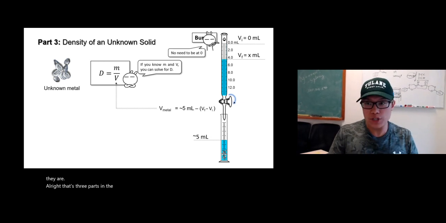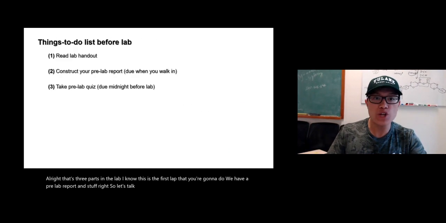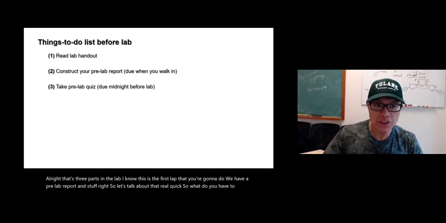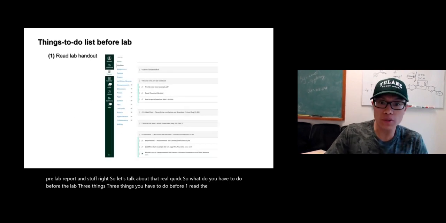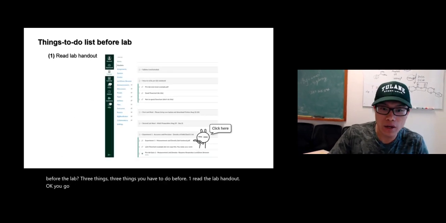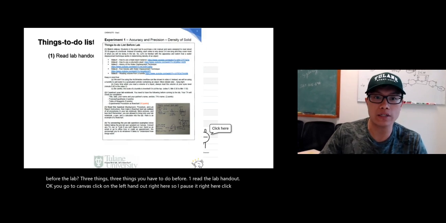I know this is the first lab that you're going to do, that we have a pre-lab report and stuff. So let's talk about that real quick. What do you have to do before the lab? Three things. One, read the lab handout. You go to Canvas and click on the lab handout right here. I posted it right here. Click on it, and you're going to see that it shows up like this.